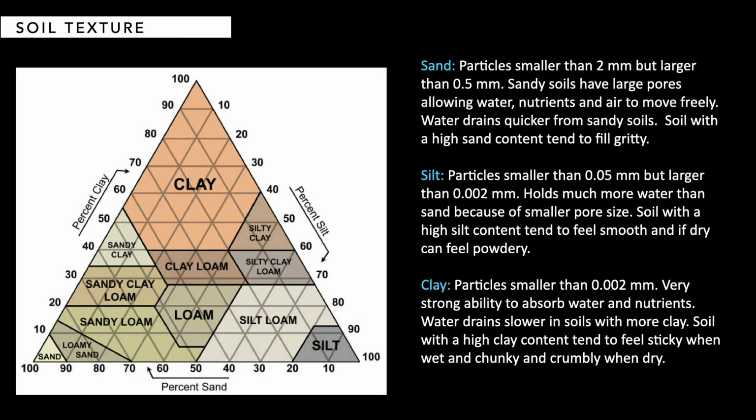Here's the famous soil triangle. You can see that between the three soil types of sand, silt, and clay, there are combinations that make up clay loams, silt loams, and sandy loams, and each is important for different land uses. But let's go through each soil type.